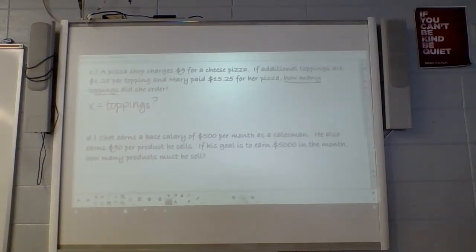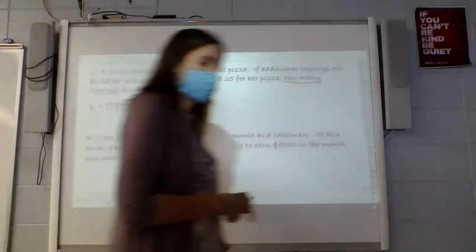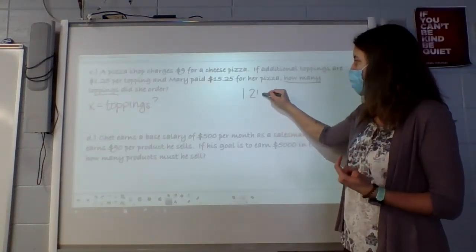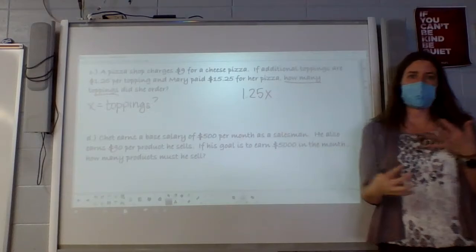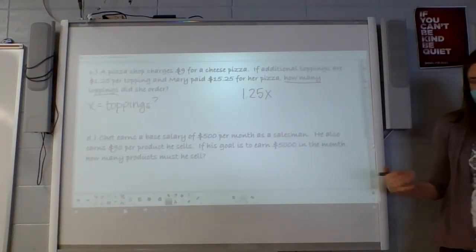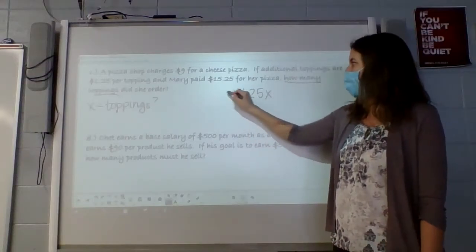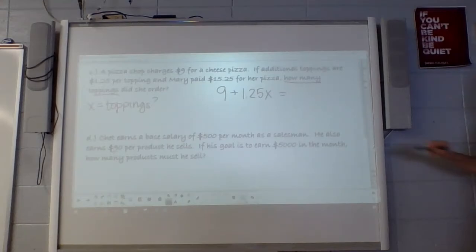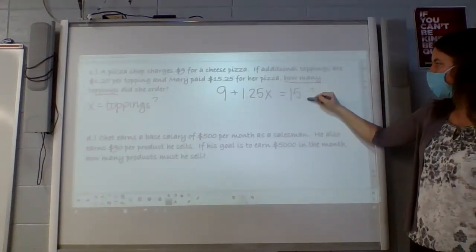So $9 for a cheese pizza, $1.25 per topping. Which one gets the X? Which one does the X stick by? The $1.25, because that's the one that can change as we add more. So $1.25 times the X is going to tell us how much she paid for toppings. But she has to pay for just the plain pizza, so we're adding on that $9. And we want to figure out what would make it cost $15.25.